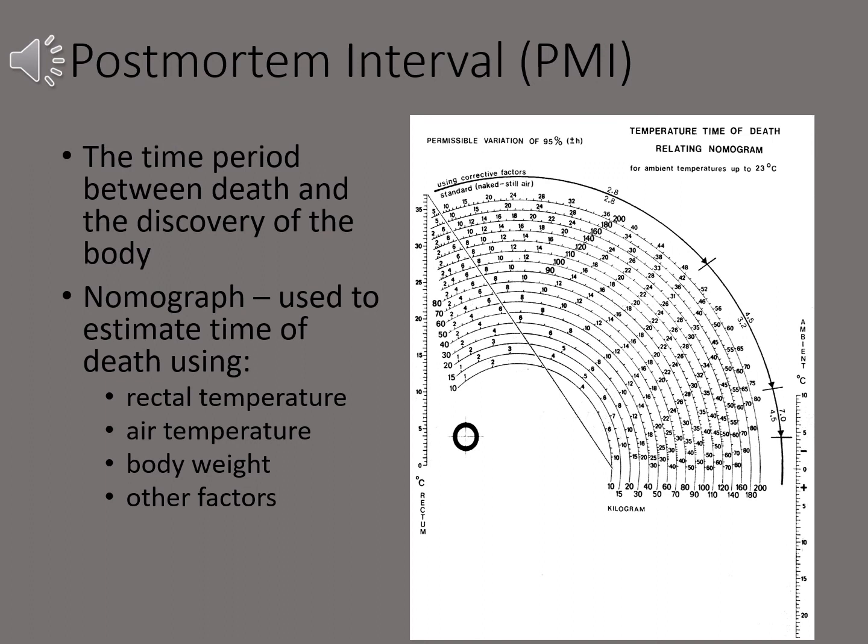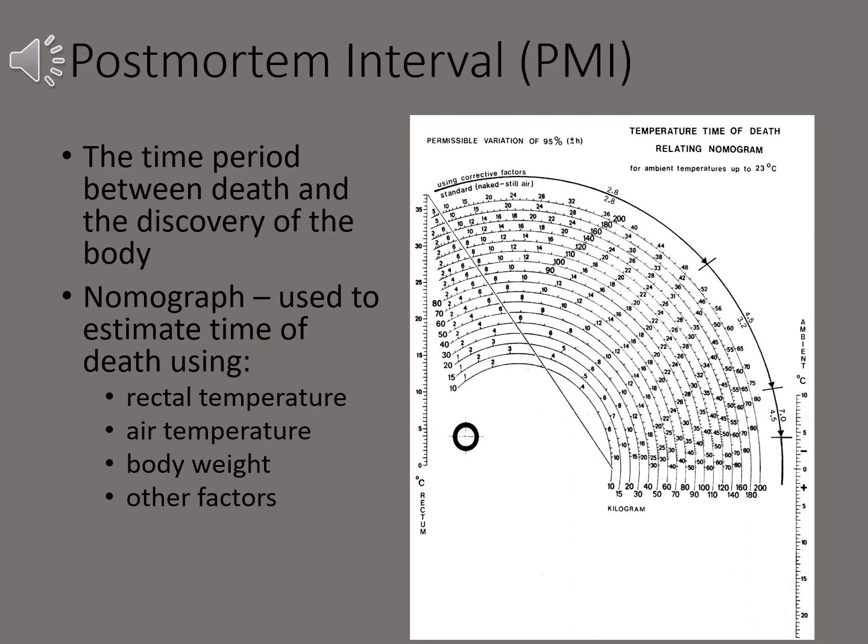Okay, so again, going back to that idea of algor mortis, the time period between death and the discovery of the body is critical. And so rigor mortis, if we're in a complete state of rigor mortis, that gives us an idea. We're probably around the 12-hour mark. If we've got livor mortis, we're between 2 and 8 hours. But what gives us the most accurate postmortem interval is algor mortis, the loss of body temperature, and that allows us to determine an estimate of the time of death using the rectal temperature.